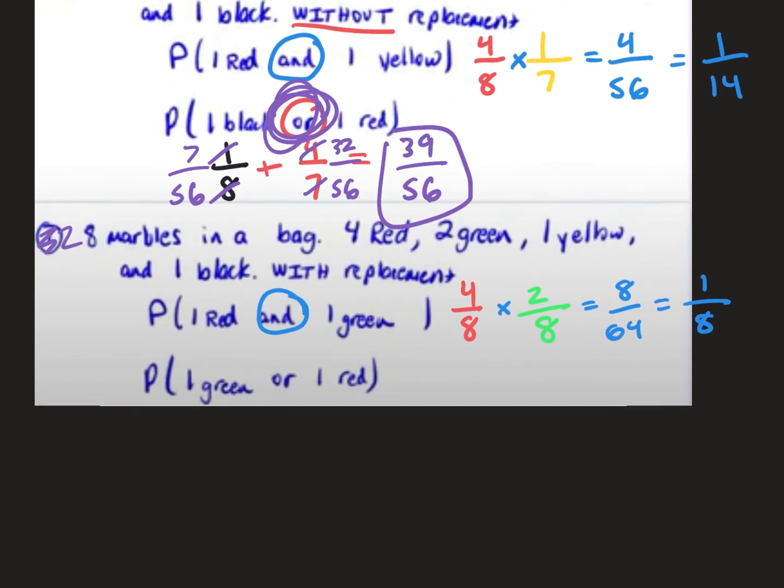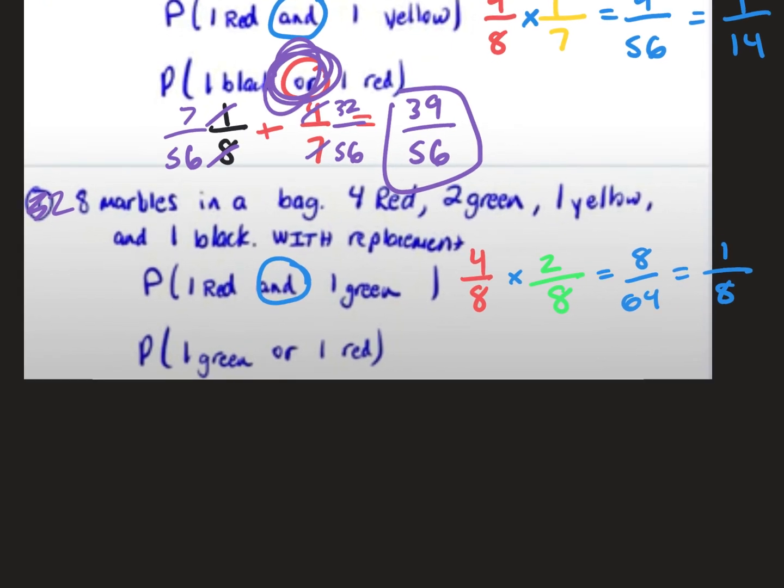All right, so the last one, what's the probability that we pick a green marble? 2 over 8, perfect, because we have 2 green marbles and 8 total. So again, with replacement, I'm putting it back in the bag. What's the probability that I pick a red one? 4 over 8. And if this says or, what do I do to these two numbers? Add. So this would be 6 over 8, which is 3 over 4.